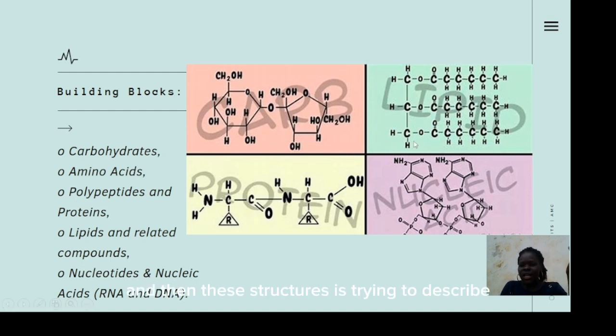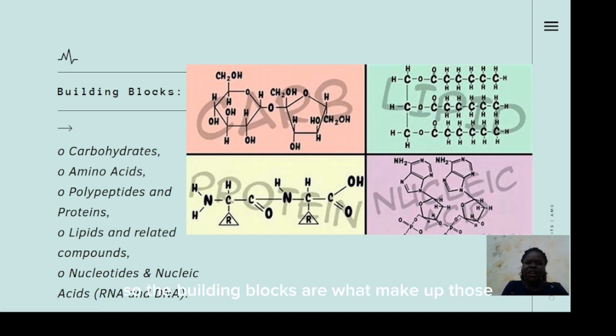And then these structures are trying to talk about lipids. This is particularly the TAGs, the triacylglycerides. Of course, we have many other types of lipids. You will understand them with time. And then this is how the nucleotides are formed, the nucleic acids, the RNA and DNA. We shall talk about them.